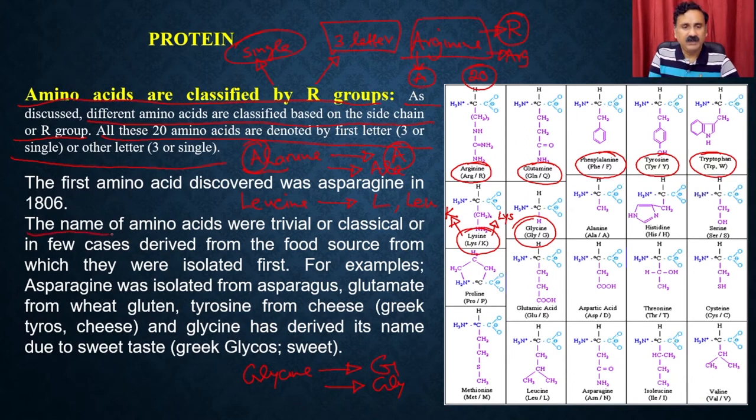The names of the amino acids were trivial or classical, in a few cases derived from the food source from which they were first isolated.